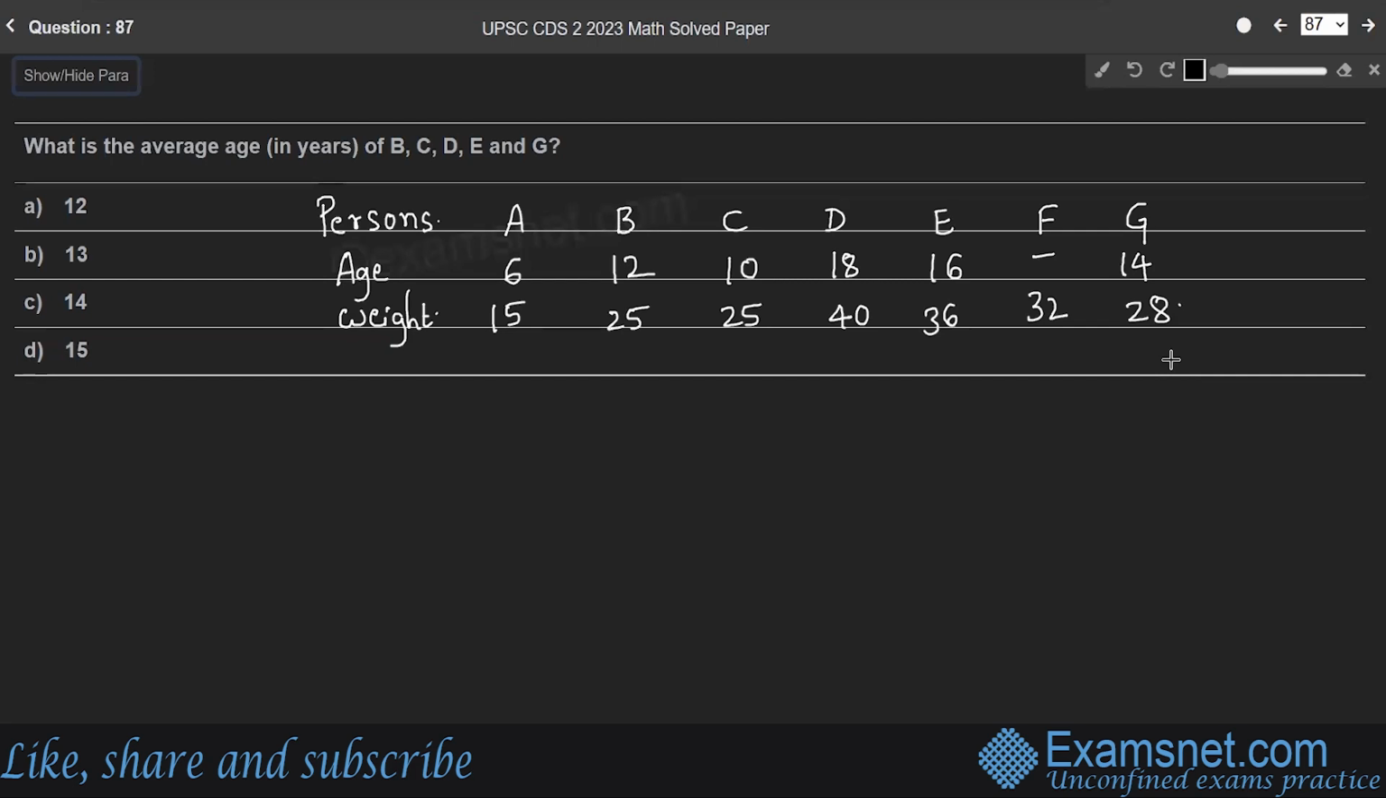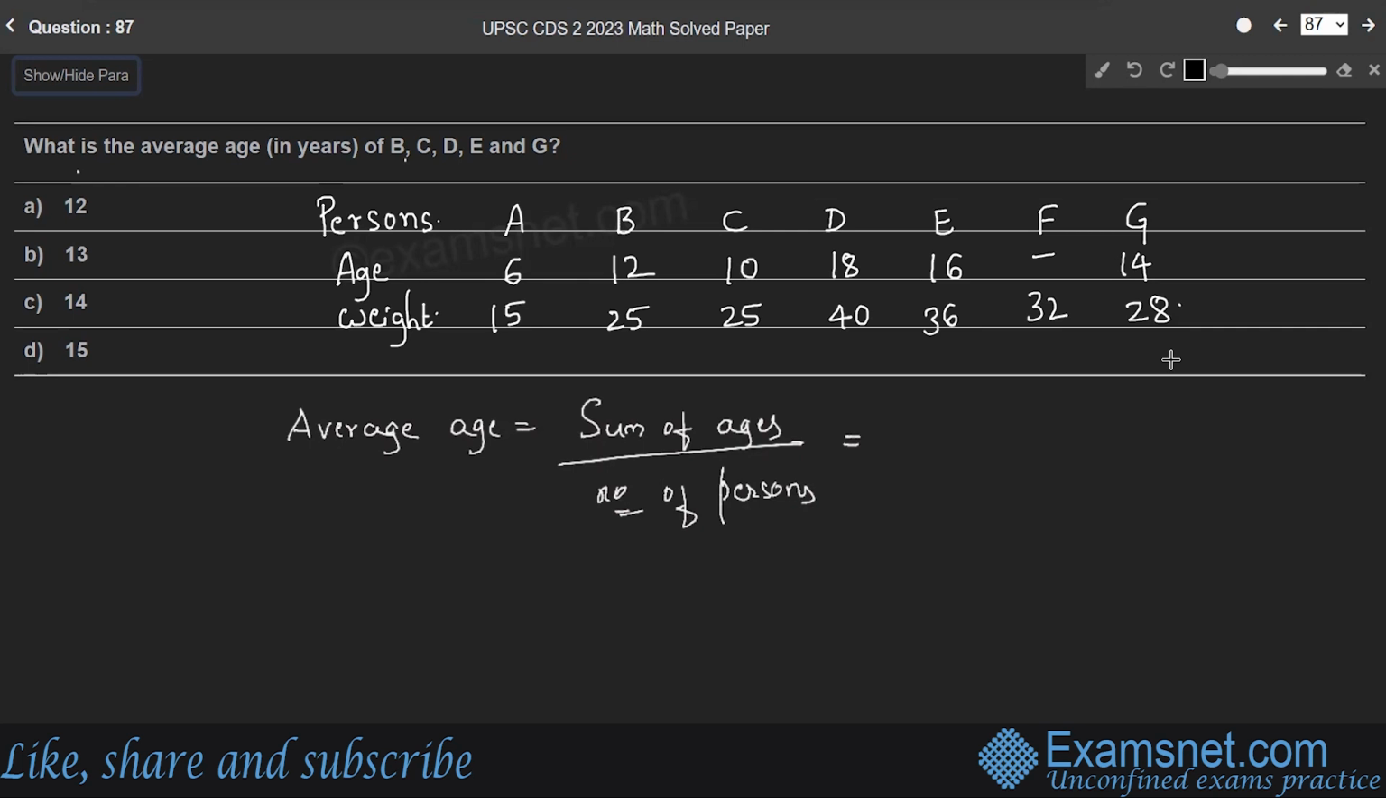Question 87: what is the average age of B, C, D, E, and G? Students, to find the average age, the average formula says sum of all values divided by the number of values. Here, sum of ages divided by number of persons, so the sum of the ages of B, C, D, E, and G.